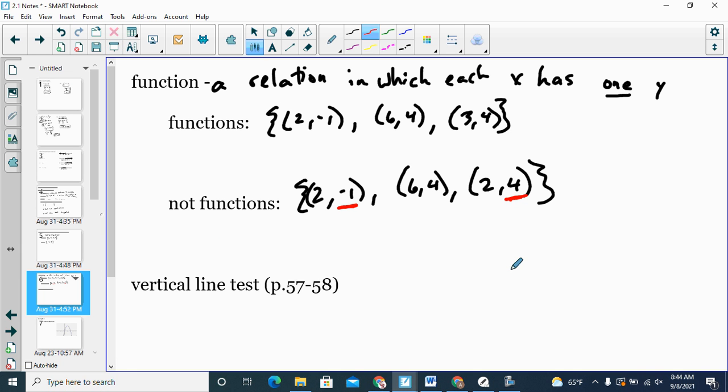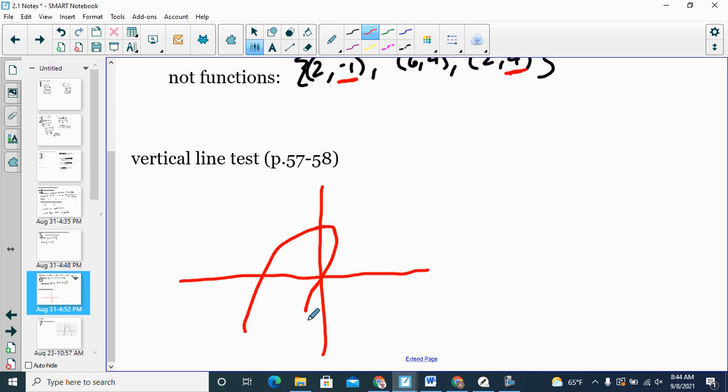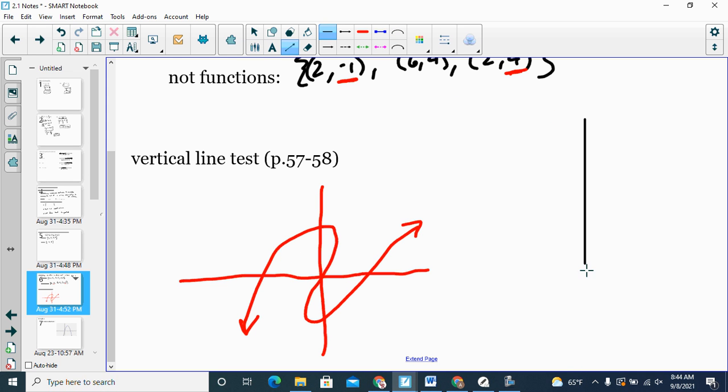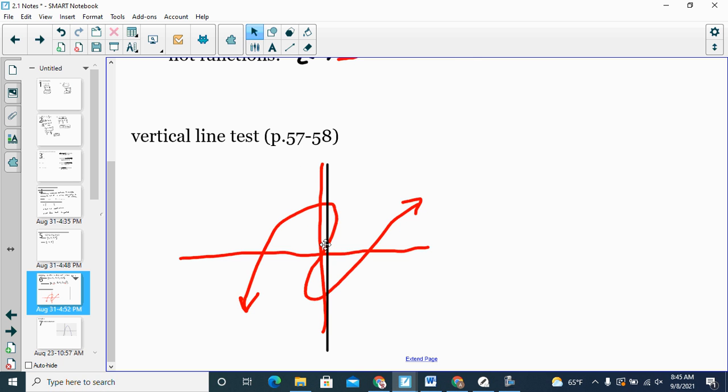If we're given a graph, we can tell if a graph is a function or not by using the vertical line test. The way the vertical line test works, if I have a graph, if I take a vertical line, if there's ever a point where that vertical line crosses through the graph more than once, so like right there, my vertical line passes through the graph here, it also does here, it also does down here. If it's ever more than once, then it is not a function.